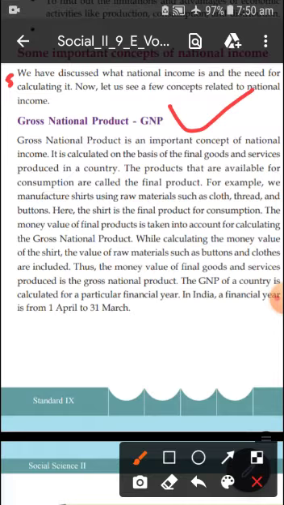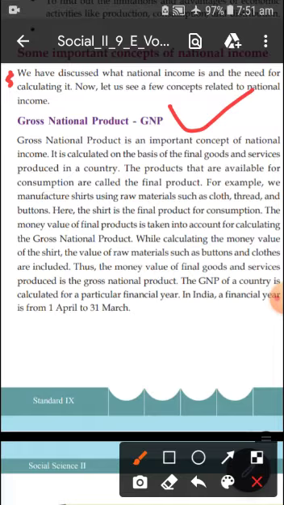The money value of the final product is taken into account for calculating the gross national product, GNP. While calculating the money value of the shirt, the value of raw materials such as buttons and cloth is included. Thus, the money value of final goods and services produced is the gross national product. GNP is calculated in a financial year from 1st April to 31st March.